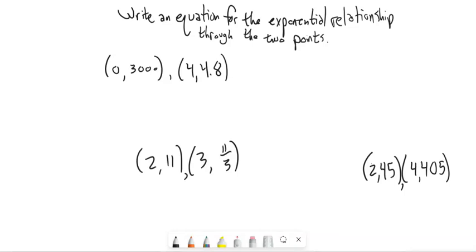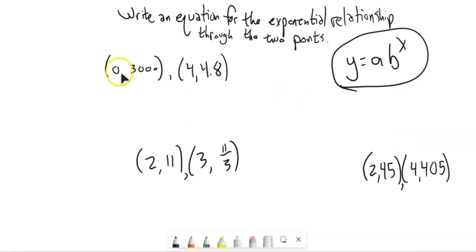This is just going to be a real quick little modeling example. Write an equation for an exponential relationship that goes through these 2 points. So our basic equation is y equals a times b to the x, right? And these are x, y points. This is x, this is y. And they're just x, y's in different points.